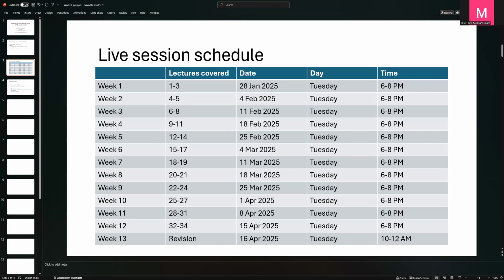So just a reminder, on 16th April morning, the date and time are not yet confirmed. Most probably it will be 16th April morning. We'll have a revision session.